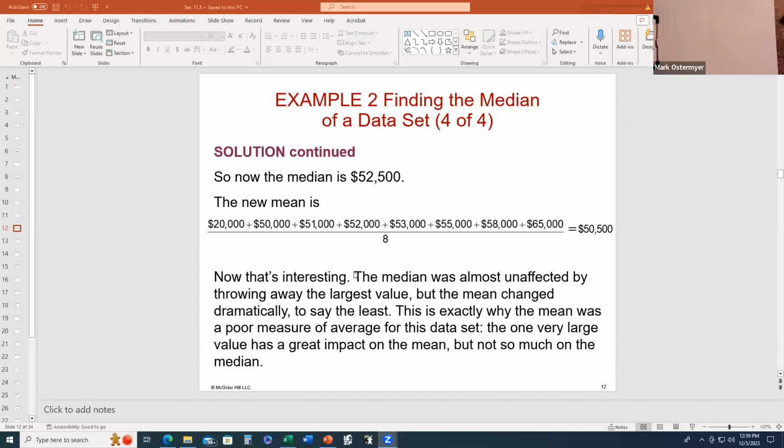Okay. So again, outliers greatly affect the mean, but do not affect the median. So if your data set does have outliers, you probably would want to use the median as the measure of the middle as opposed to the mean. Okay.